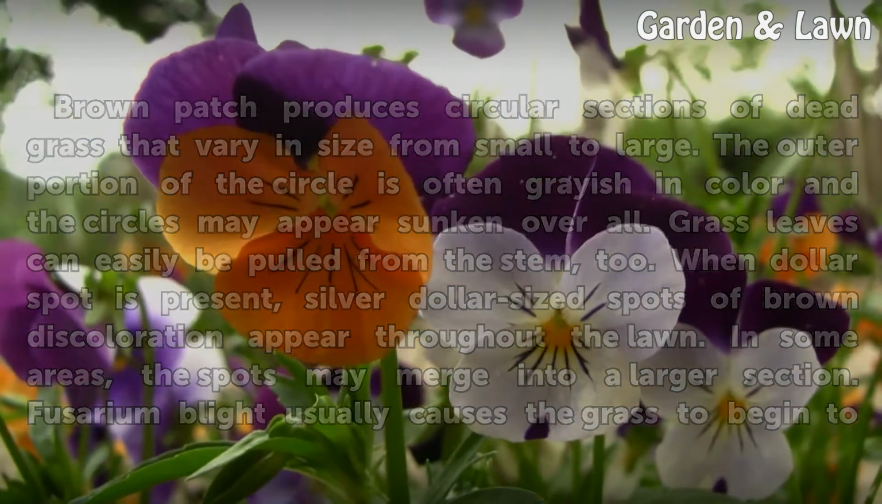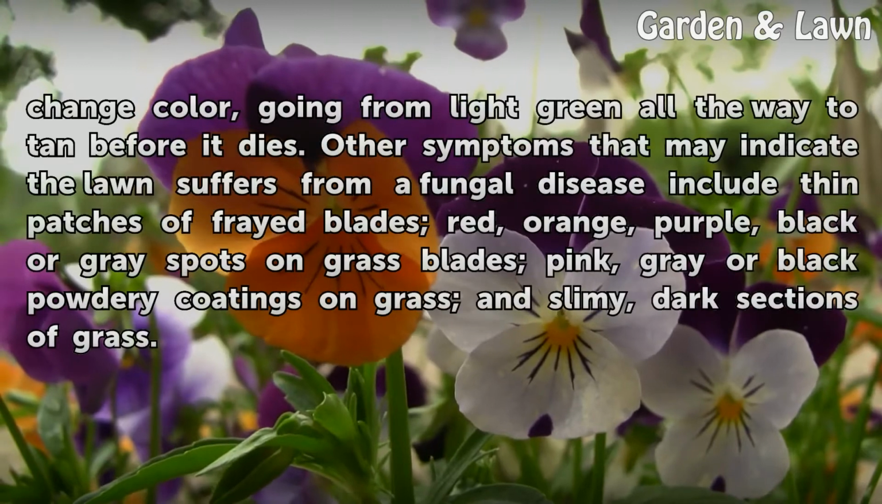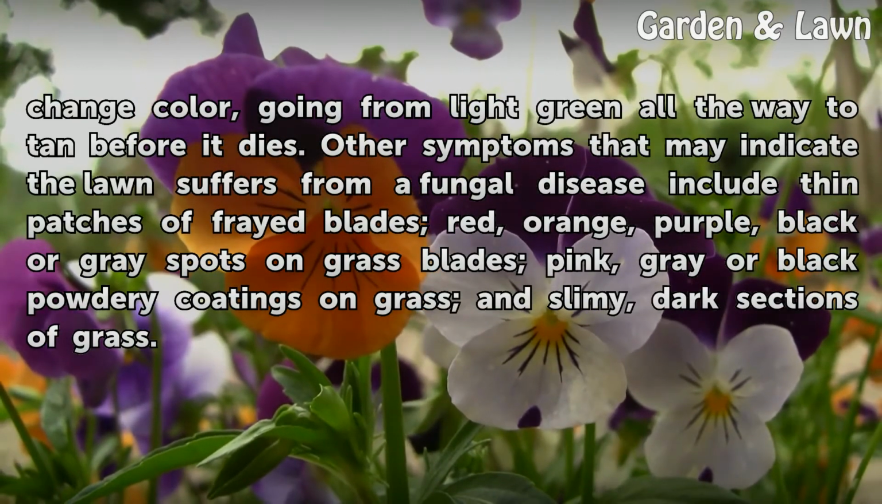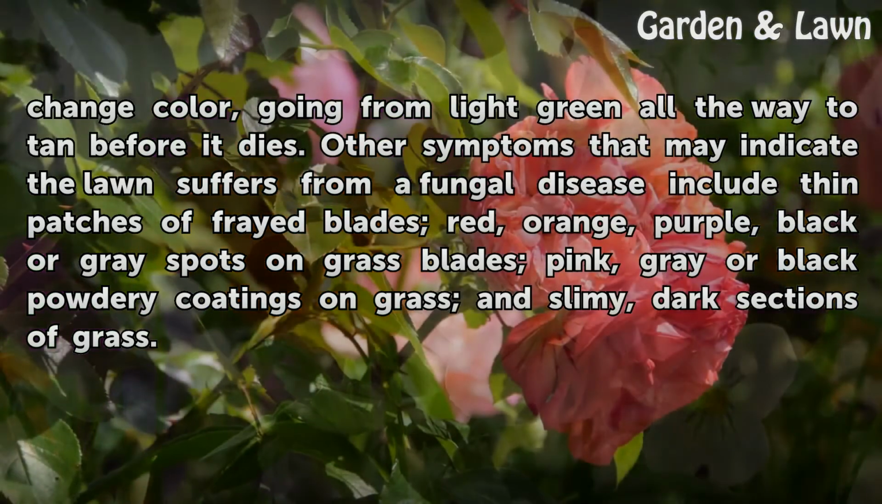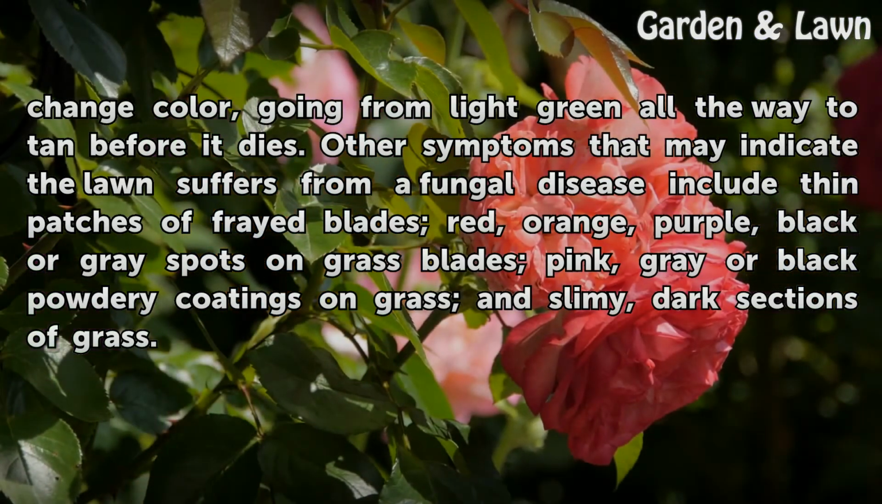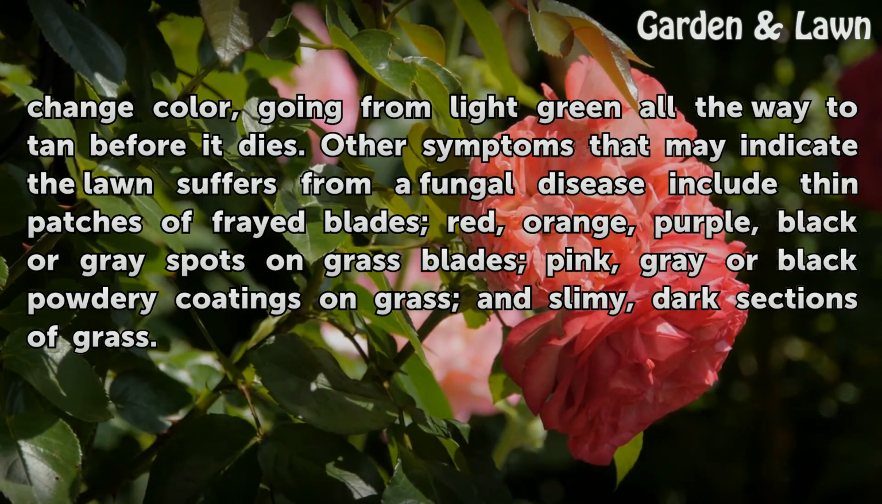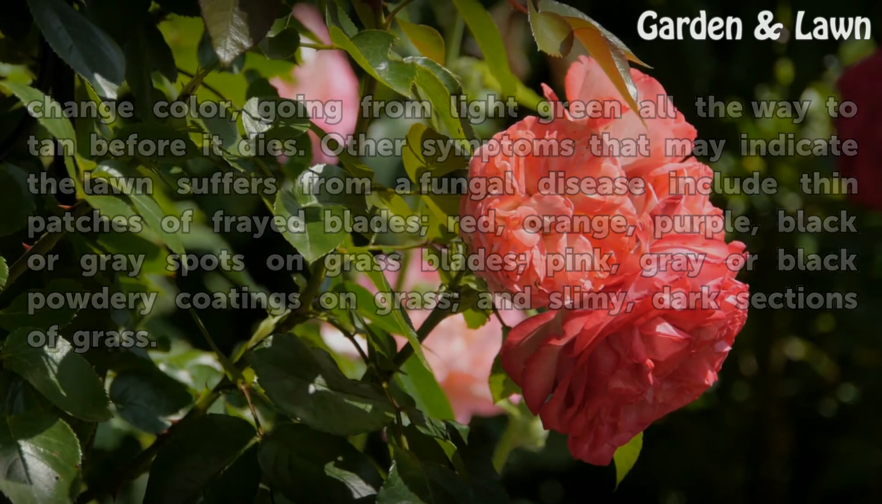Fusarium blight usually causes the grass to begin to change color, going from light green all the way to tan before it dies. Other symptoms that may indicate the lawn suffers from a fungal disease include thin patches of frayed blades, red, orange, purple, black or gray spots on grass blades, pink, gray or black powdery coatings on grass, and slimy, dark sections of grass.